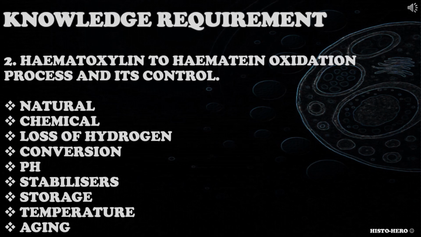The second knowledge requirement is for you to understand the hematoxylin to hematein oxidation process and its control. What is hematein? What is the oxidation process of hematoxylin to hematein? How would you control this oxidation process? Consider natural oxidation by air and light, chemical oxidation by sodium iodate or potassium permanganate, process involving loss of hydrogen, conversion from colorless to dark red-brown solution, pH adjustment with acids, stabilizers like glycerin, storage, temperature, aging.